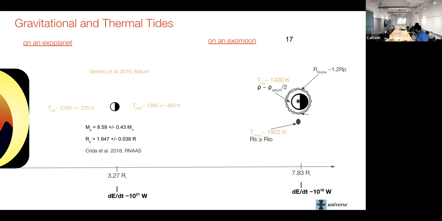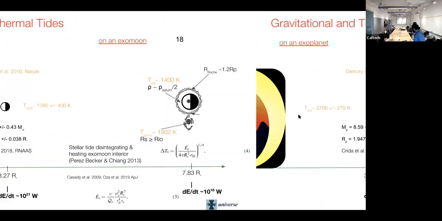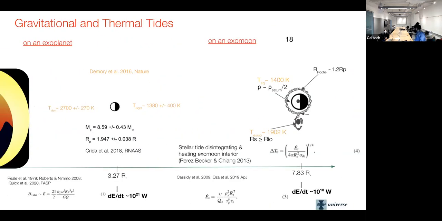And here I've just illustrated the Roche radius of the gas giant, at which, if there was a body, and if it ever entered inside this Roche radius, it would be disintegrated immediately. So yes, the stellar tide would disintegrate it and cause runaway disintegration.